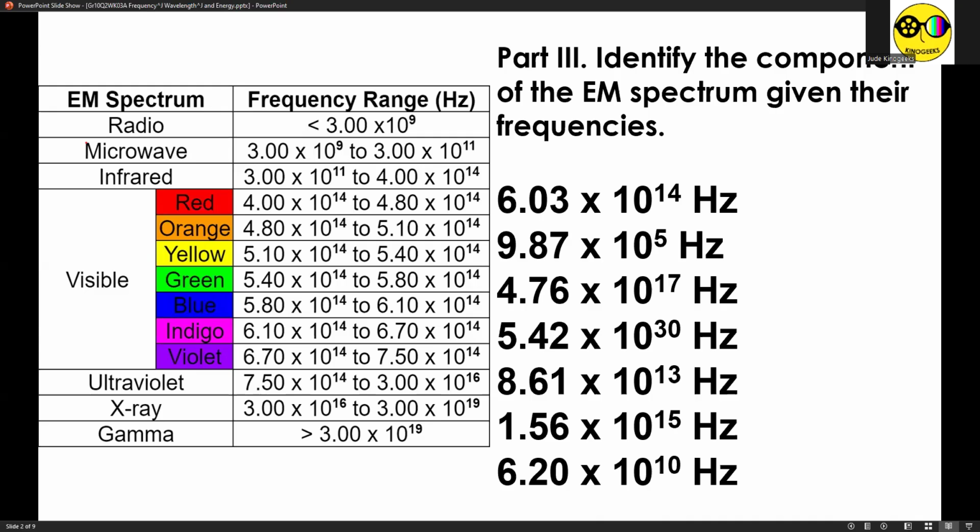So let's start with 6.03 times 10 raised to positive 14. The exponent is positive 14, and the components with positive 14 range from infrared down to ultraviolet. Because that's a wide range, we have to settle down with the coefficient, which is 6.03. So in those ranges, where does 6.03 belong? That belongs under visible blue. Okay, let me write the answer here at the right.